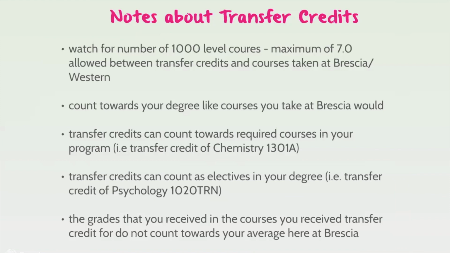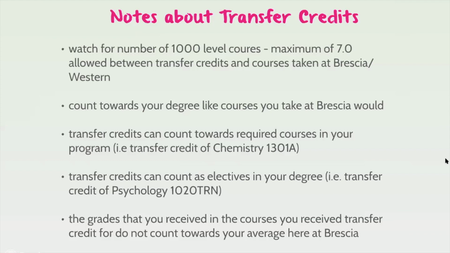So just a quick note about transfer credits. Some students might be coming in with transfer credits, and you may have received a transfer credit assessment from your admissions officer. We really want you to watch out for the number of 1,000 level courses that you are taking. As I mentioned earlier, we are only able to count 7.0 1,000 level courses towards your degree. So if you are coming in with any 1,000 level transfer credits, you'll have to be careful about the courses that you select. So transfer credits do count towards your degree, just like courses you take at Brescia would.